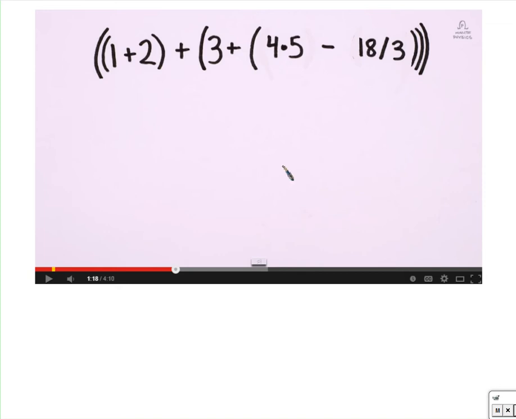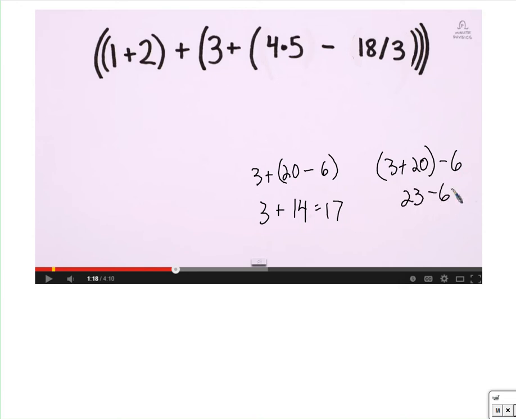So if I take 20 minus 6 inside the parentheses, that's what we have there, and 3 plus that. If I do this first, I'll get 3 plus 14. That equals 17. What if I just do 3 plus 20 first and subtract 6? What do I get? 23 minus 6, what's that? Oh, that's the same thing. That's called the associative property of addition.